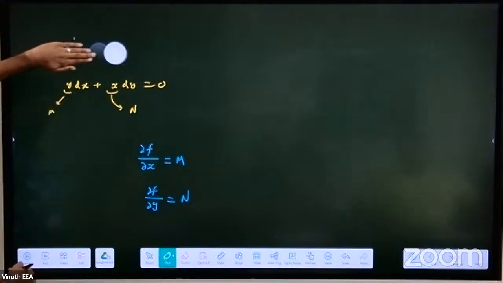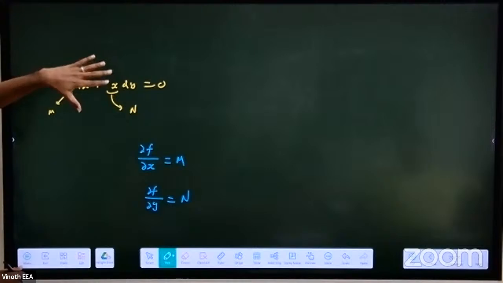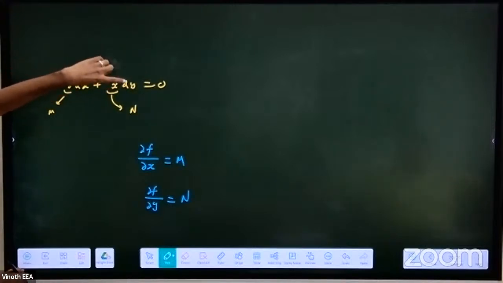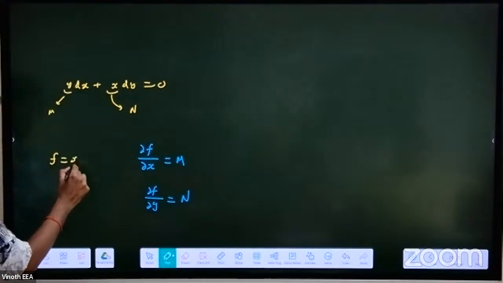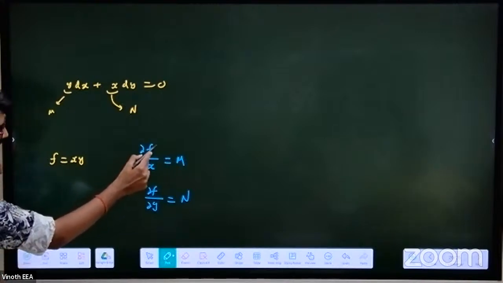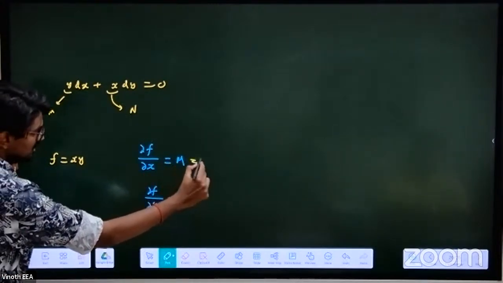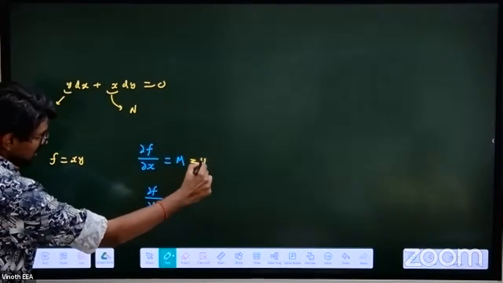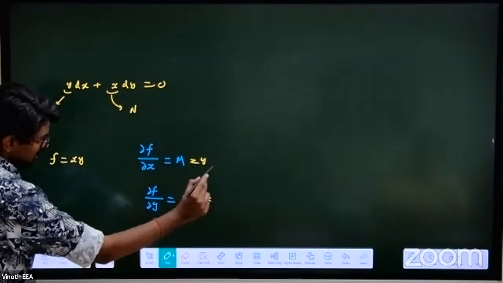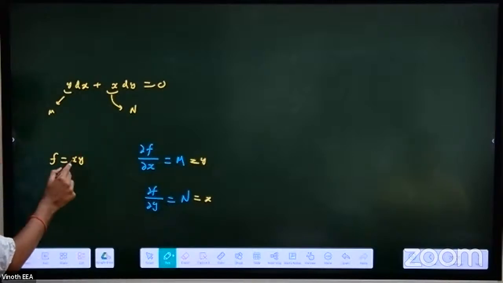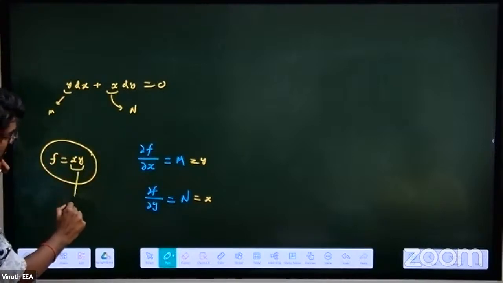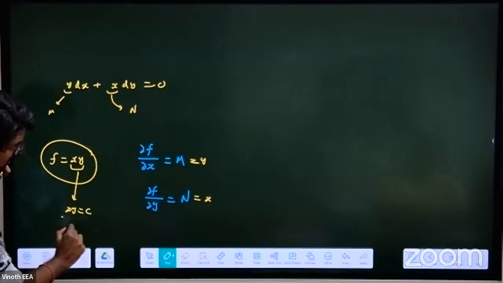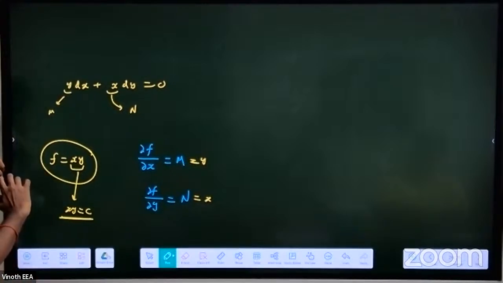That is, I should not have written this equation first. This is my differential equation. From this differential equation, I define a function f. I will define that function f is equal to xy. So when I differentiate this f with respect to x, my M will be equal to y, and then N will be equal to x. So if this is satisfied, that is, if I am able to define a function like this, then xy should be equal to constant. And that is the exact differential form.